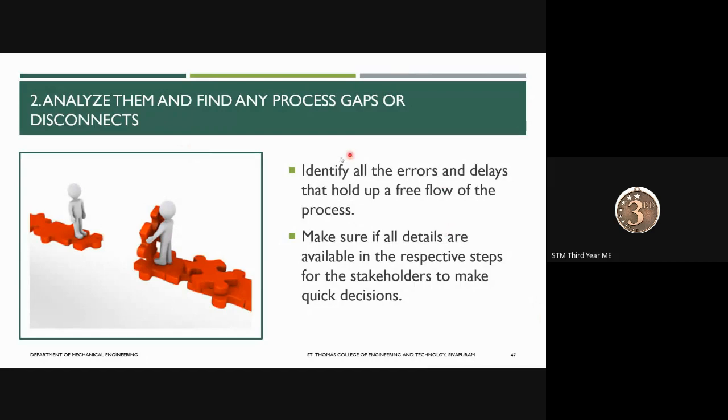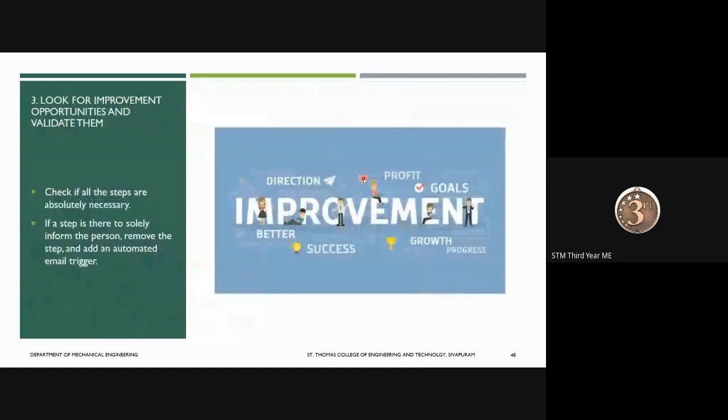So first we have to identify all the errors and delays that are occurring in a process. So that is the second step. Next, the third step: look for improvement opportunities and validate them. So we are analyzing, first we have pulled all the data, we looked for process gaps, and next we are improving the current process without any gaps. So we are eliminating the gaps, and for implementing it we have to improve it, right?